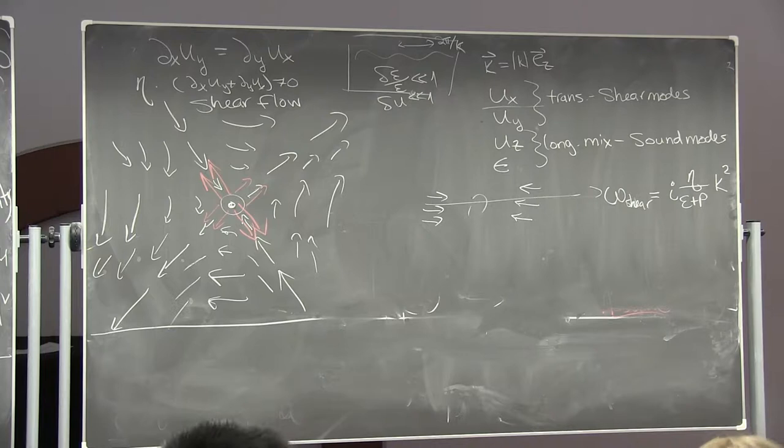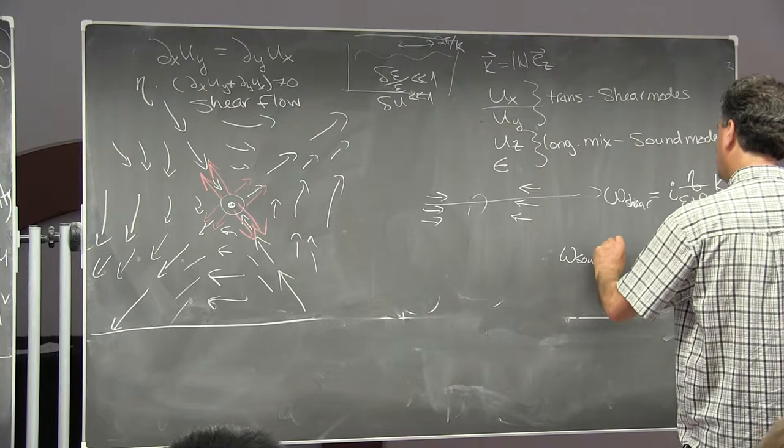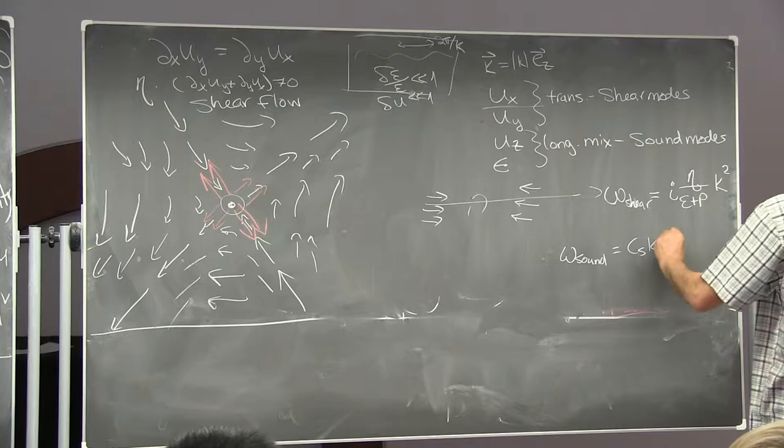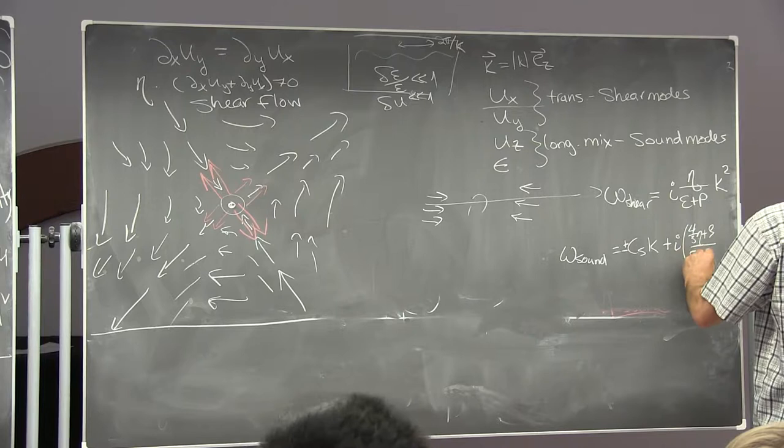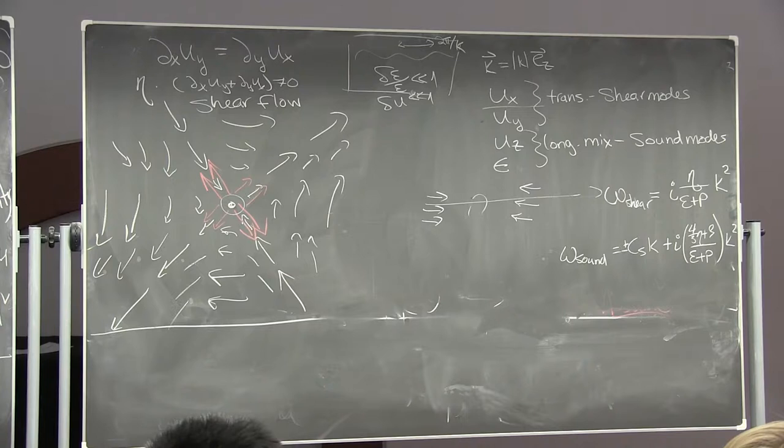And the sound modes have speed of sound times K plus or minus speed of sound times K plus I times 4/3 shear plus bulk over E plus P K squared. I means decaying. So this wave dies away with time. Same with these waves. These waves also propagate. This is a non-propagating wave. It sits there. The fluid flows, but the pattern sits there and decays with time.